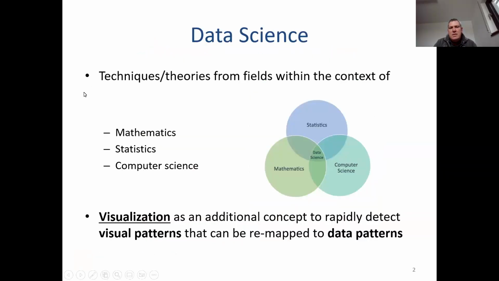If we talk about visual analytics, we first have to talk about data science. We have lots of techniques and theories from research fields within the context of mathematics, for example statistics, or general computer science. And visualization is in most cases treated as some kind of additional concept to rapidly detect visual patterns. But it's not only about the visual patterns. The idea is to remap those visual patterns to data patterns, to use visualization or visual analytics to analyze our data problem at hand, the data that we have in the background. So visualization becomes a powerful means to analyze our data, or at least to get support in seeing some patterns in the data.